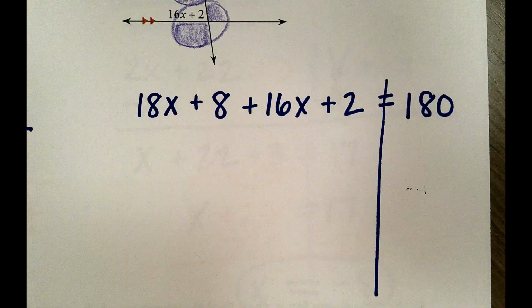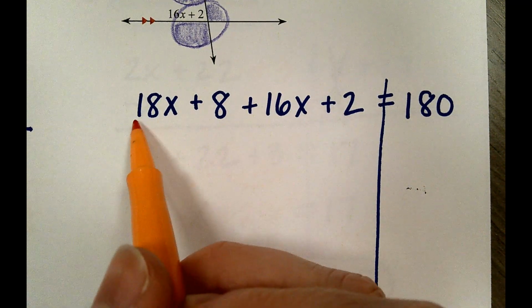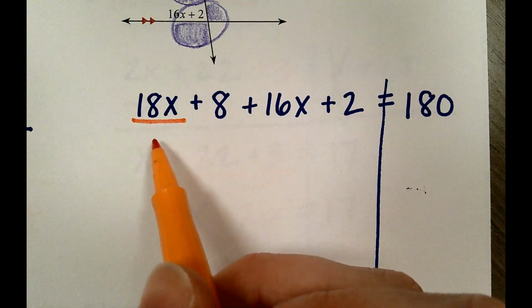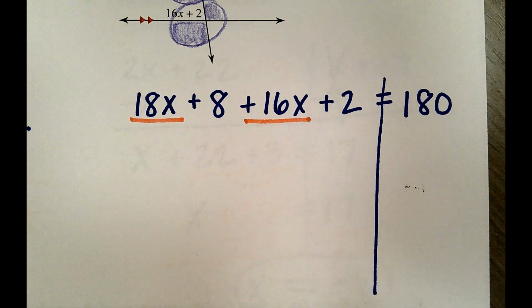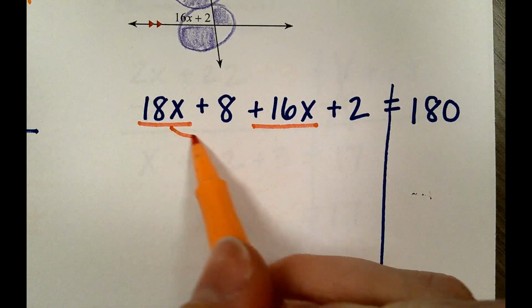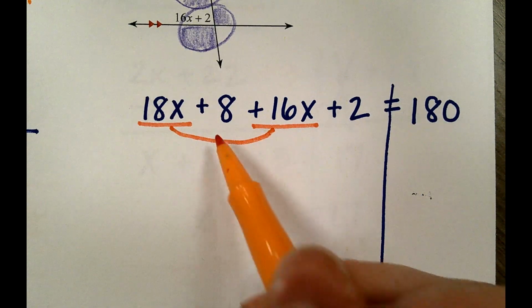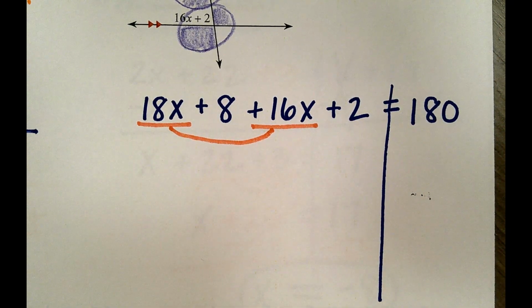We have it all written out. You combine your like terms. Yes, we want to combine like terms. So I'm going to look at my x's. I have 18x and 16x. You add those together and it gives you 34x. 18 plus 16 is 34x.